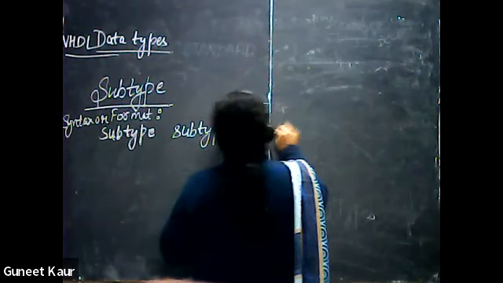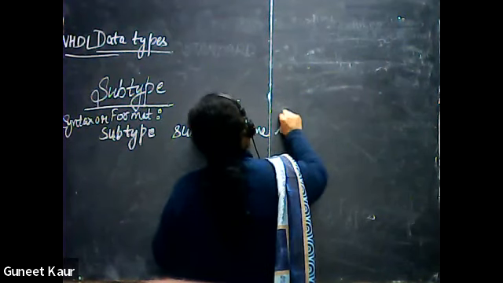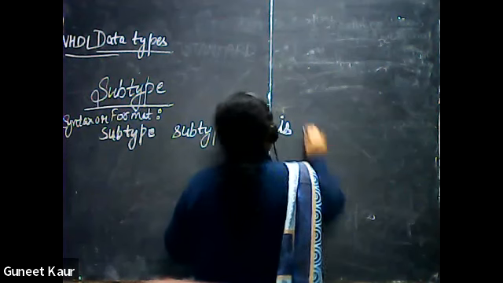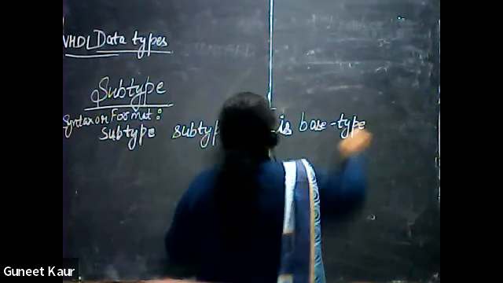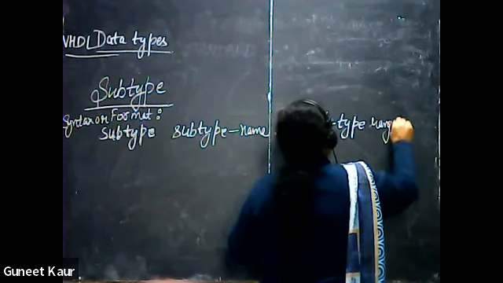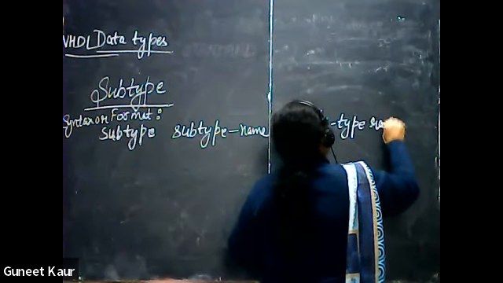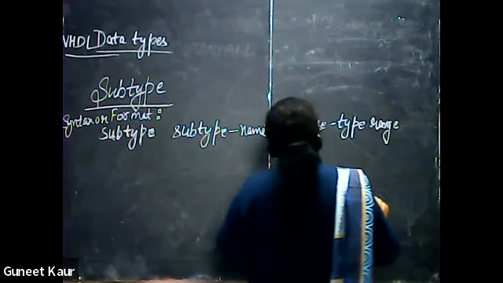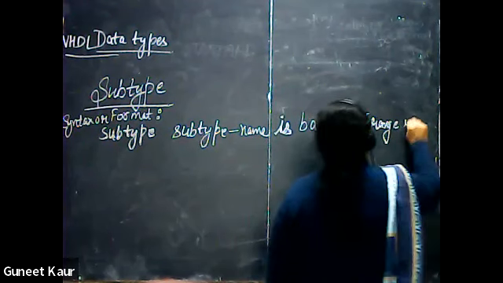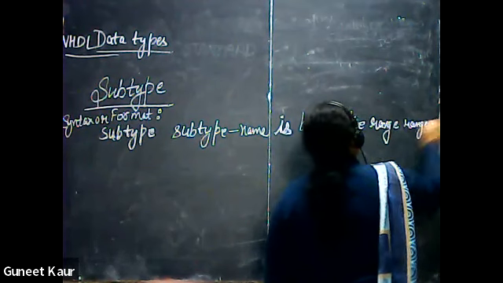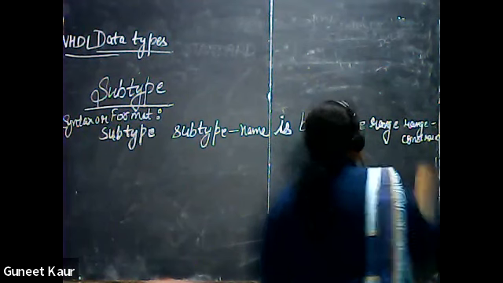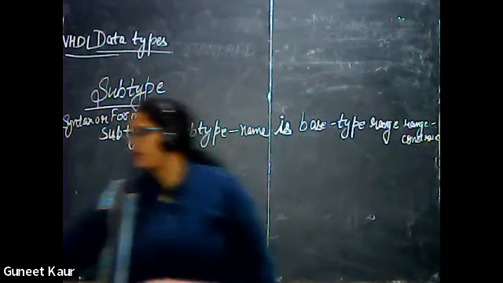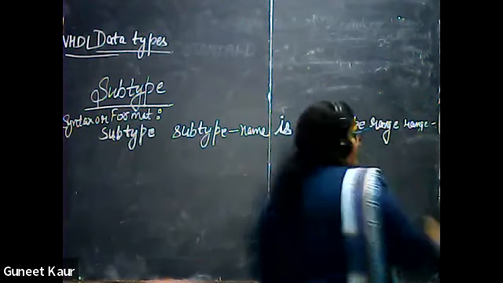Then is, the keyword, it should be bold. Then the base type. Then range. Range should be in bold because this is a reserved keyword. Then range constraint. I will write it again: range constraint.